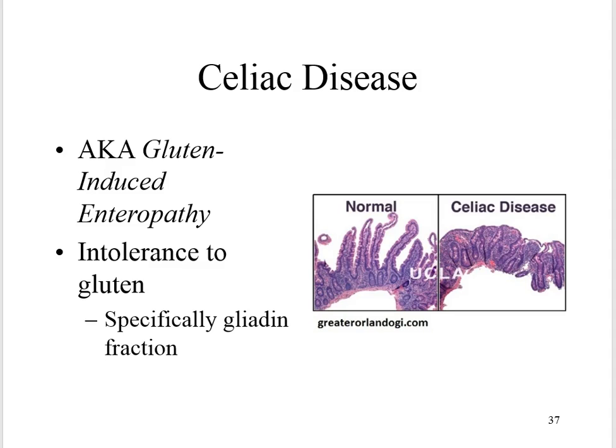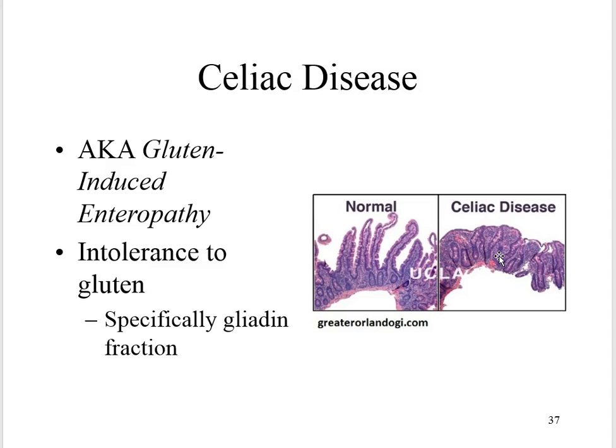Celiac disease is also known as gluten-induced enteropathy. They have an intolerance to gluten, specifically the gliadin fraction. Now, right here, this is normal, and these are the little villi. These line the small intestine and increase the surface area for the absorption of the nutrients. See, like little fingers? Well, this is celiac disease. So the inflammation often leads to atrophy or flattening of the villi, thereby diminishing the absorptive capacity.